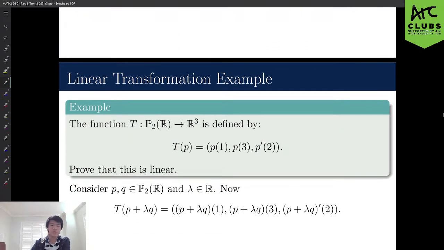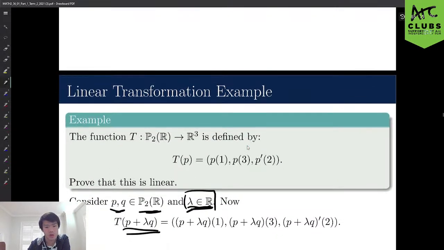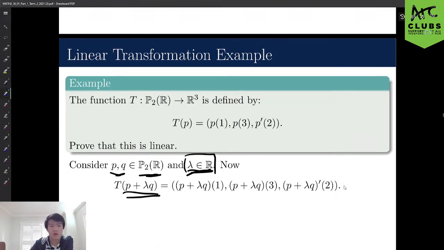So we've done this over here. We've taken two arbitrary elements of P2(R), and we've taken a random scalar, so lambda is a real number. And we want to show that T of p plus lambda q equals the other expression we had. So we'll start off by evaluating this. T of p plus lambda q equals p plus lambda q evaluated at 1. Then we have p plus lambda q evaluated at 3. Then the same thing at 2.